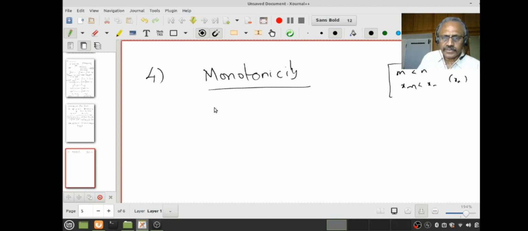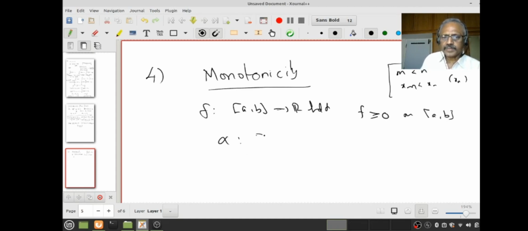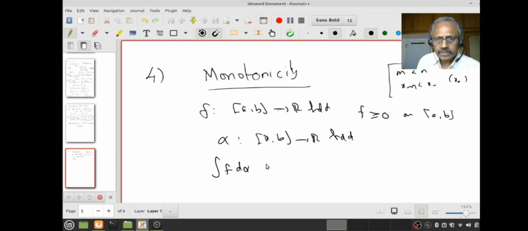So here, what is the thing you want to do? You want to say the following. Suppose f is a function from [a, b] to R, again bounded, and assume f is greater than or equal to 0 on [a, b], and alpha from [a, b] to R is an integrator. Then I would like to know that the integral of f d alpha is greater than or equal to 0. This is all I would like to know, but be careful, I am not claiming that yet.